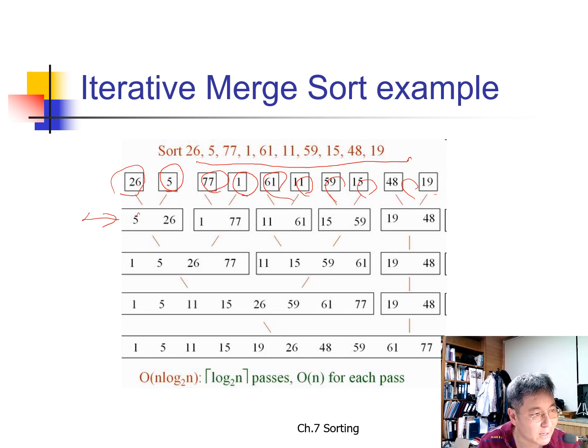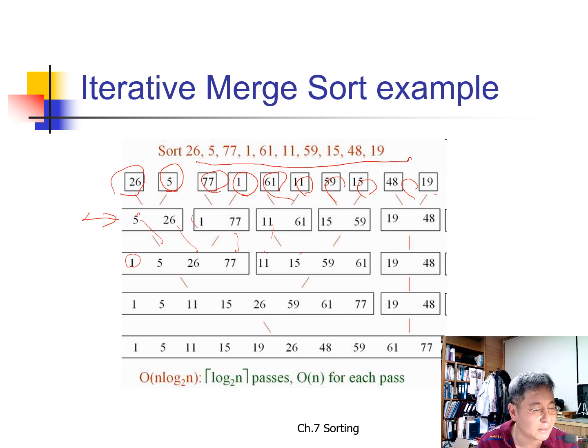Okay, so 526 data is merged with 1 and 77. So 1 goes first, then 526 and 77. The next one is 11, 15, and 59, and 61 is the last one. And 19 and 48 remain the same because there is nothing to merge here.